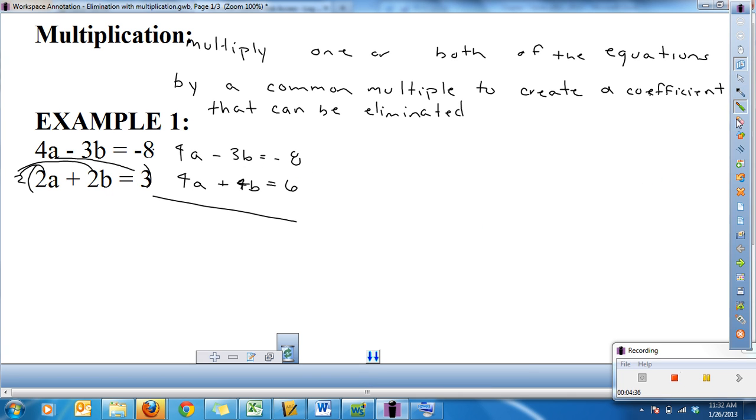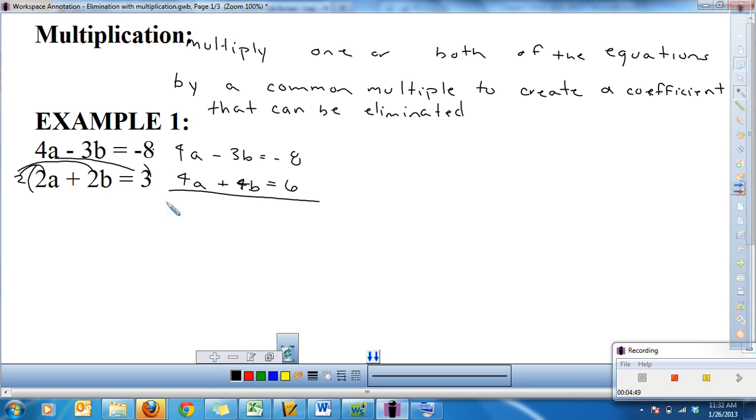Now, if I wanted to use elimination to solve this, I now have something I can eliminate. I notice that I have 4 in front of the a, so the coefficient of a is 4. How do I get 4 and 4 to be 0? Do I add them or subtract them? Well, 4 plus 4 is going to give me 8. 4 minus 4 is going to give me 0. So I'm going to subtract these two different equations.